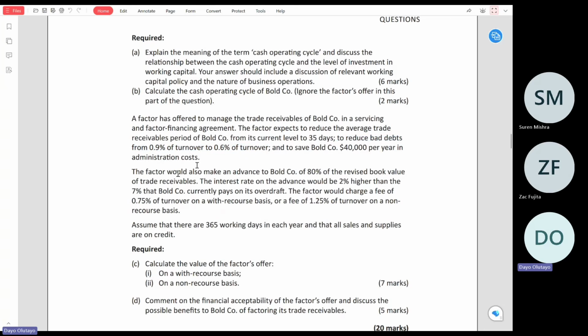The factor will also make an advance to BODCO. Advance is cash. Please take note of 80% of the revised book value of trade receivable. So remember, every time you have trade receivable, you have to finance it. And like I always said in my previous lectures, your finance cost is just the overdraft rate times your account receivable balance, because your assumption is always that the fact that you have account receivable does not mean that you will not run your business.